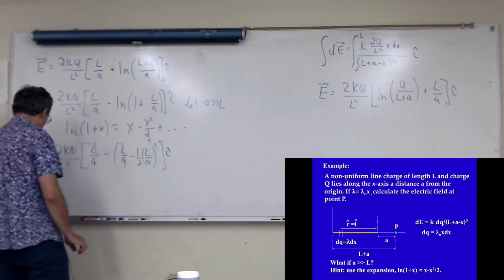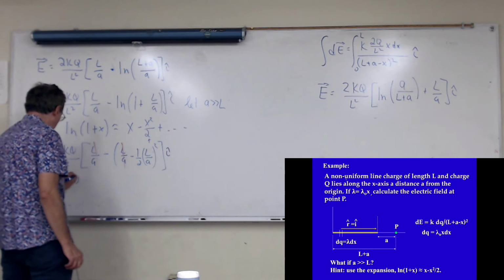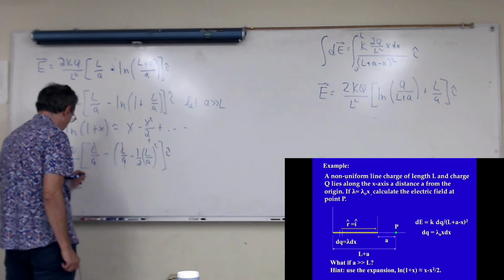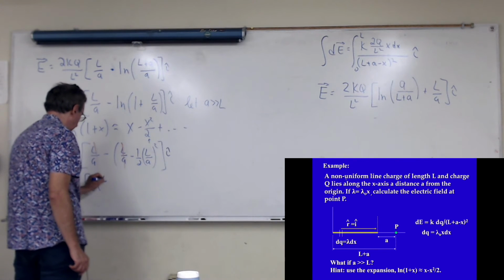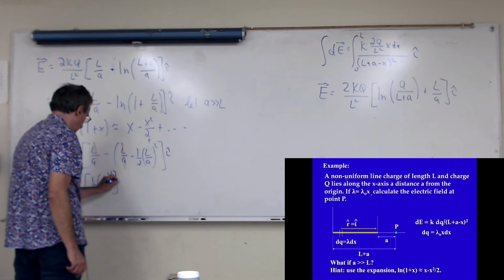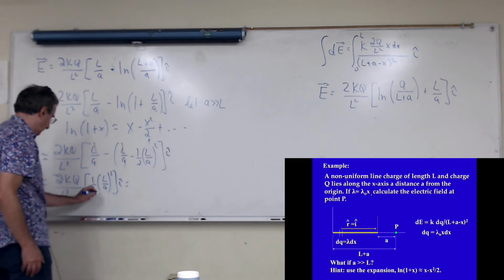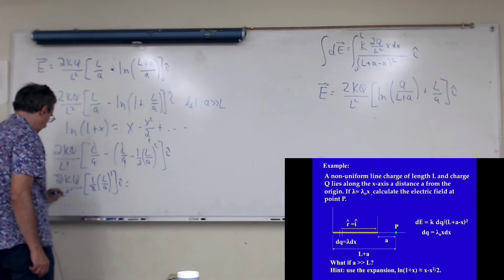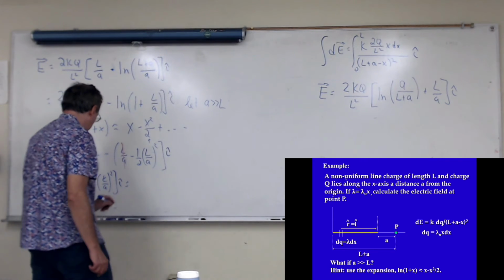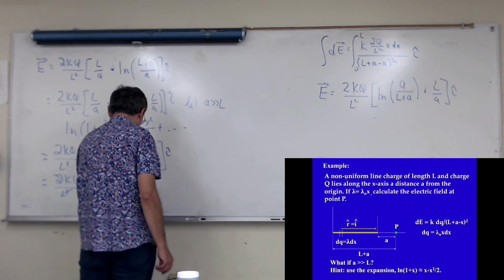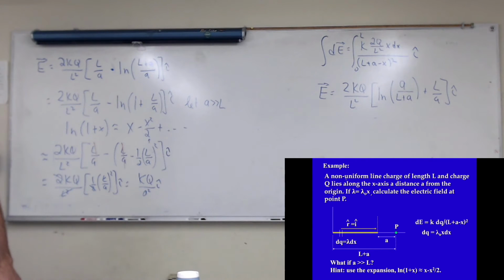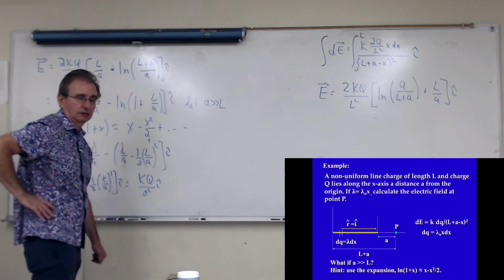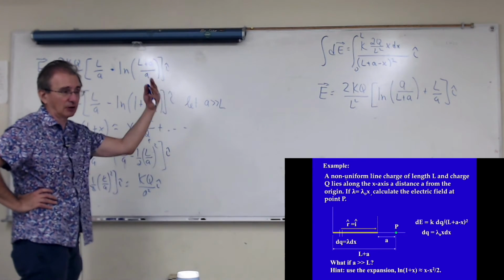And this is going to be something that's approximately equal to 2kq over L squared. The minus signs cancel. The 1 half cancels with the 2. The L squares cancel. And it's going to give me kq over A squared i hat, which is the field due to a point charge. So it approaches the field due to a point charge when you're really far away. And that makes sense because when you're far away, that rod looks like a dot.